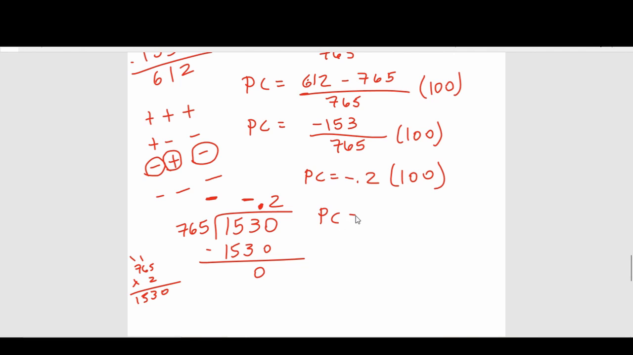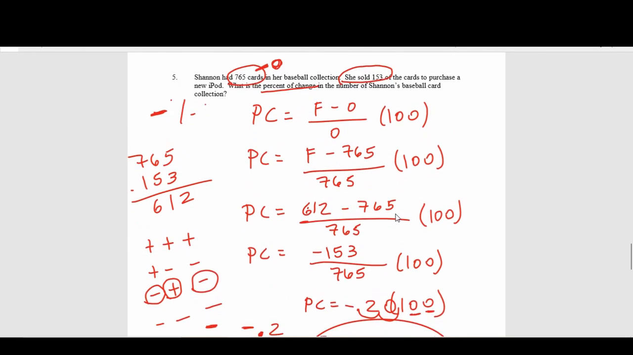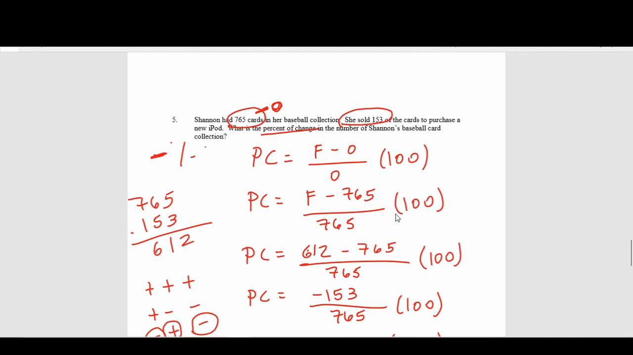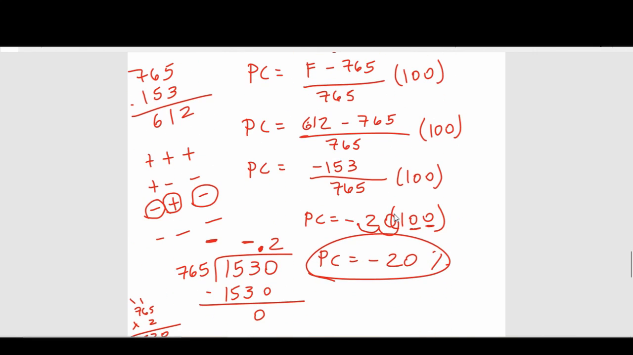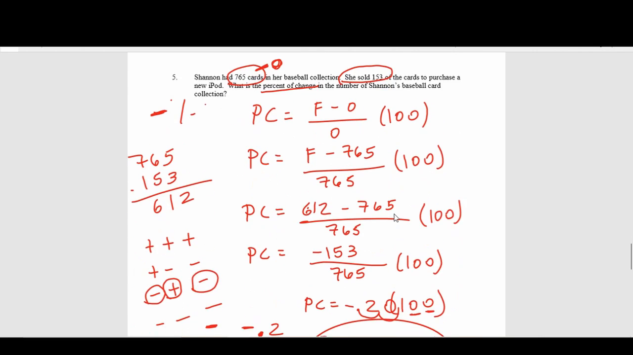Percent change equals, again, anything times the power of 10, which 100 is. We just shift according to how many zeros there are. There's 2 zeros in 100, so I'm going to shift this 1 2 times. So that negative 0.2 becomes negative 20%. So by selling off 153 of her baseball cards, the total amount in her collection decreased by 20%.